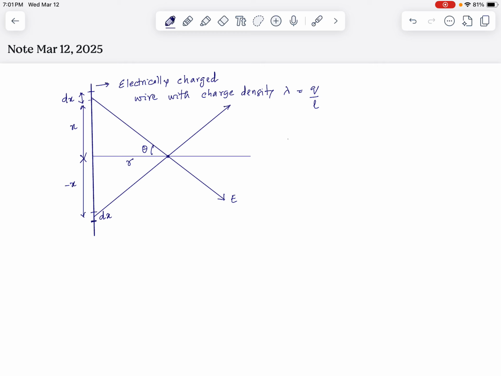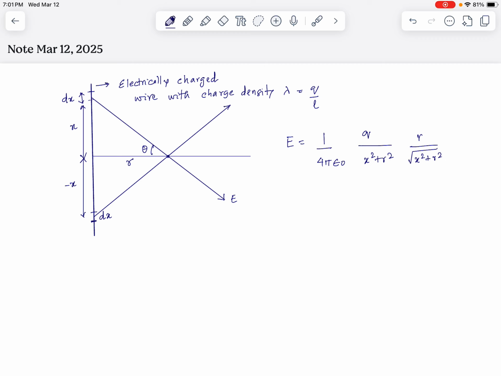The electric field has this formula: 1 over 4 pi epsilon 0, times q, divided by r squared. Here r squared, by the Pythagoras theorem, is x squared plus r squared. Then we want to find the component in the radial direction, so we multiply this by cosine of theta. The cosine of theta is nothing but r divided by the square root of x squared plus r squared.